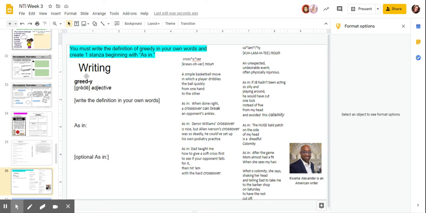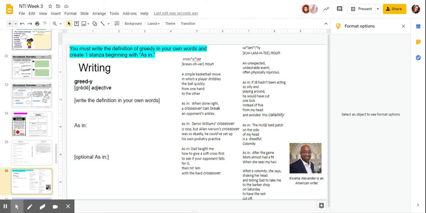So, I've given you your syllables, greedy. I've given you how it's pronounced, greedy, long E sound at the beginning and the end. And it is an adjective, which means it describes a person, place, or thing. So you're going to write the definition of the word greedy in your own words, which you should be able to do because you all learned about greedy on slide 34. Then you're going to write your own example, as in.